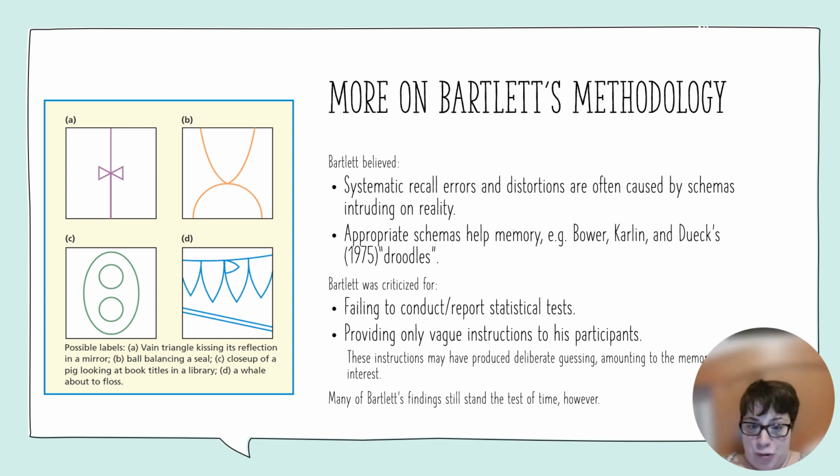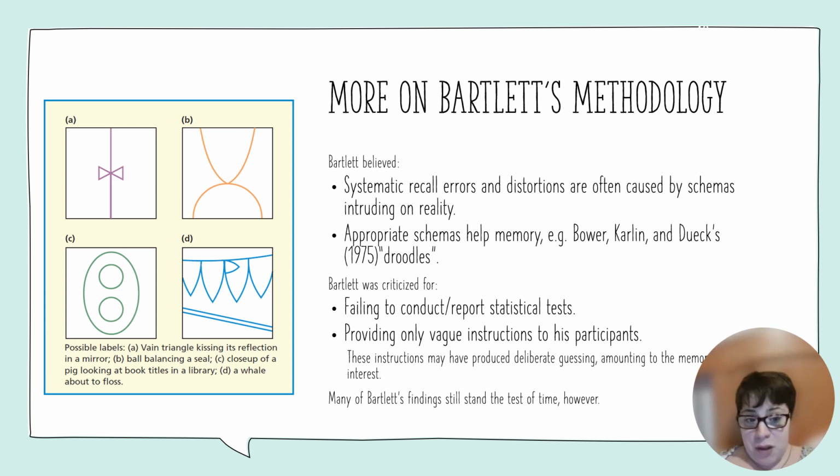But I did want to illustrate an example of a case where schemas can be helpful, right? So we've talked about schemas as causing distortions thus far, but there was a study by Bauer and colleagues in 1975. Basically, the participants' task in this study was to draw very random drawings that were very difficult to reproduce. And what they manipulated was whether or not these ambiguous drawings came with a label or not.